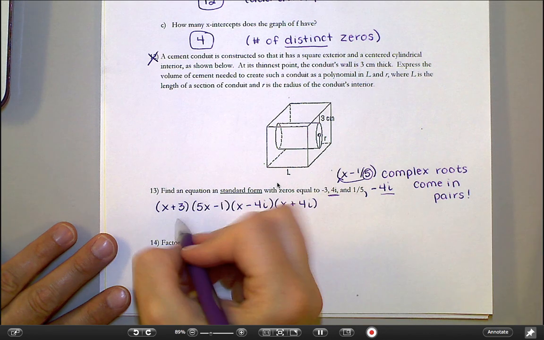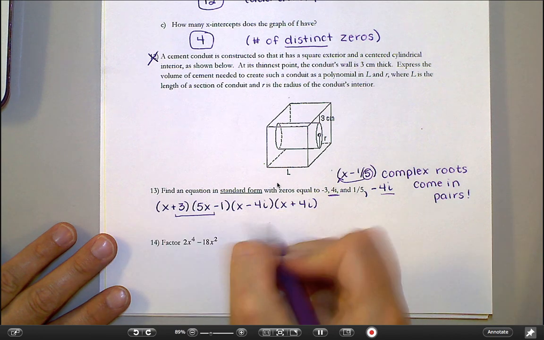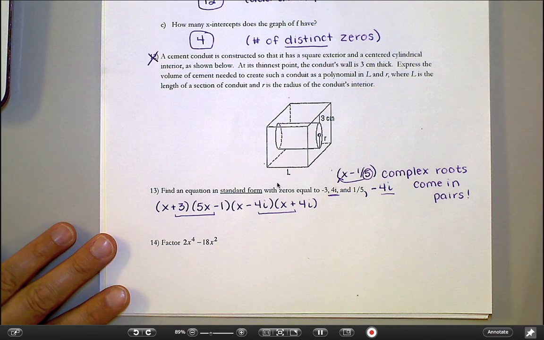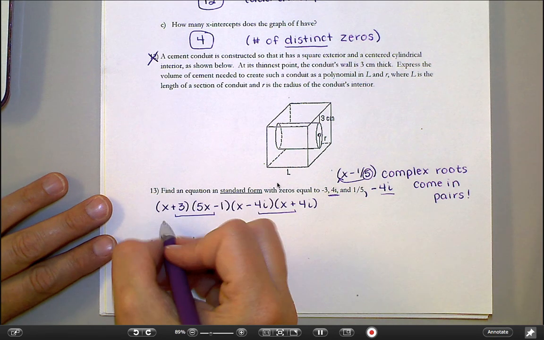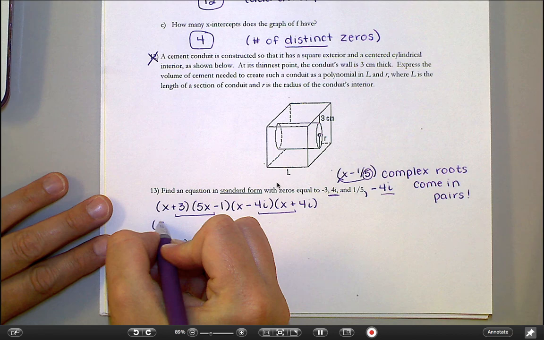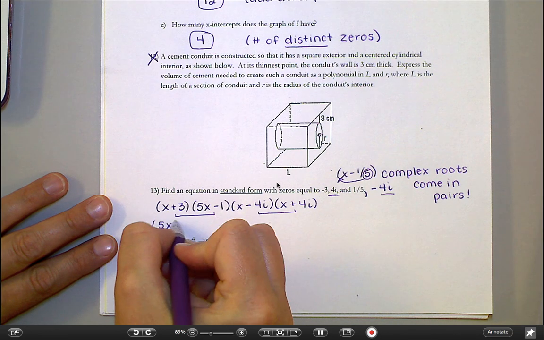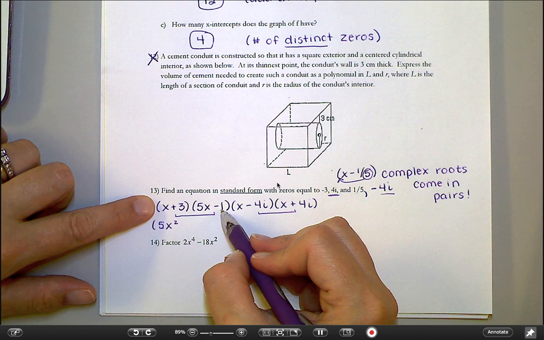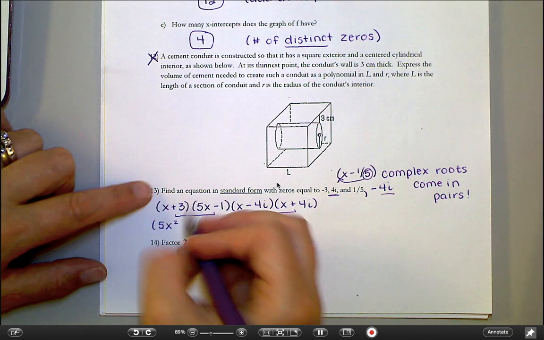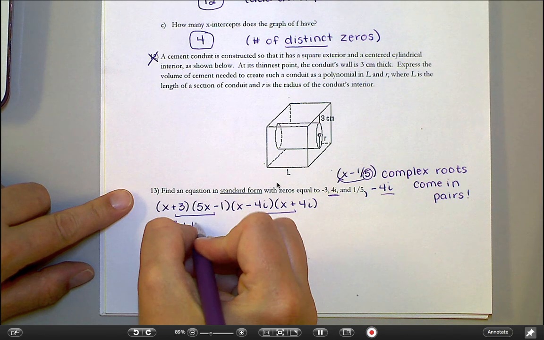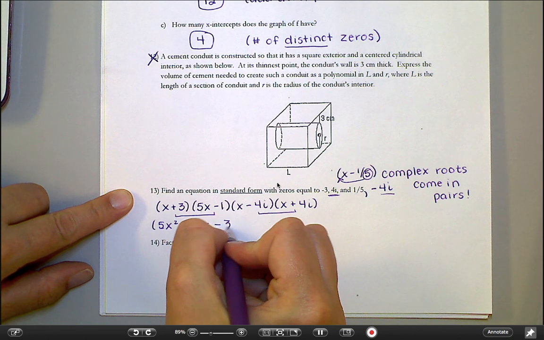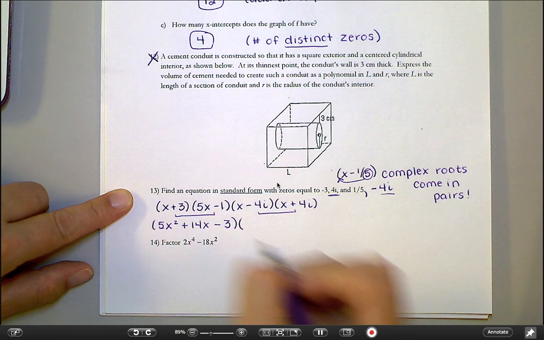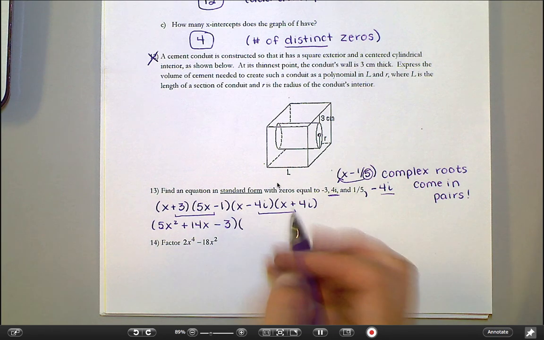So what I'm going to do is I'm going to take these two and FOIL them, and these two and FOIL them. And then I still have some more multiplying to do after that. So let's see, this is going to give me 5x squared. See if you can follow me here. Negative 1x plus 15x is going to give me 14x. And then 3 times negative 1 gives me negative 3. Over here on this side, I'm going to get an x squared.